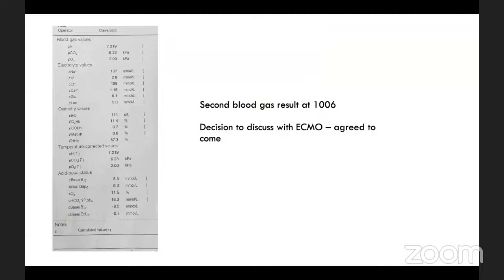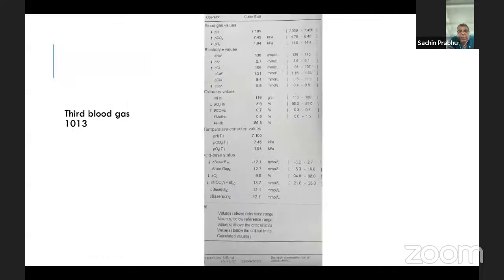Again, the blood gases start getting worse. They're about half an hour into the arrest scenario. Because she is a young lady, we contacted the ECMO team. Initially, they were not interested, but once the whole case was discussed, a decision was made that she could be transferred for ECMO. But clearly, she was not in a position to do that.